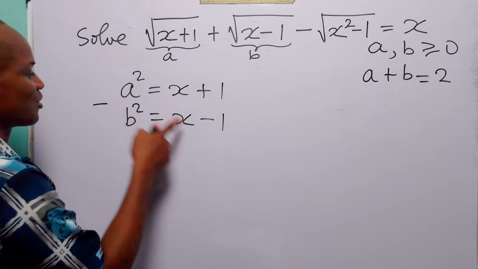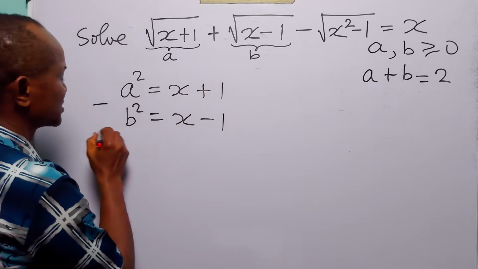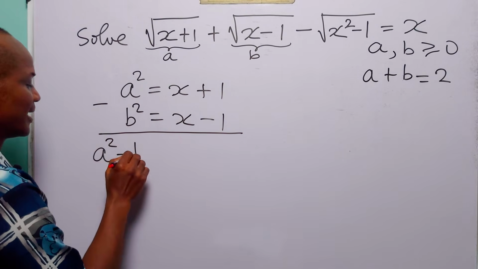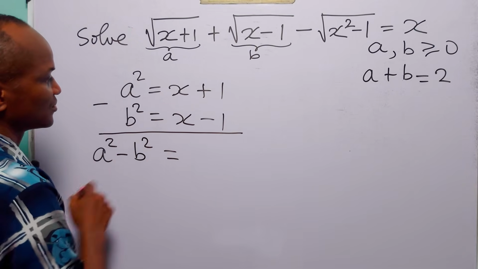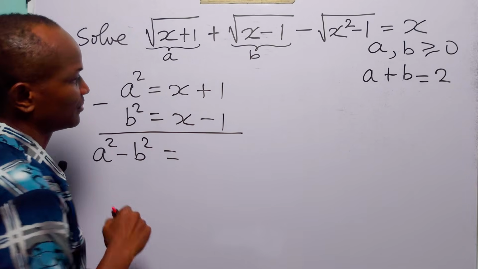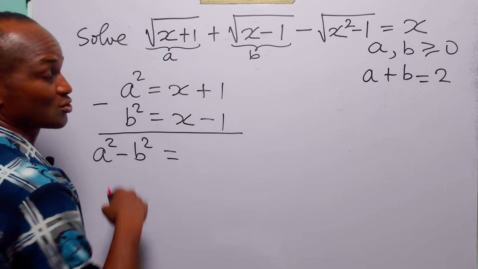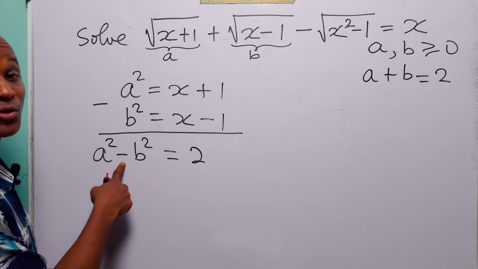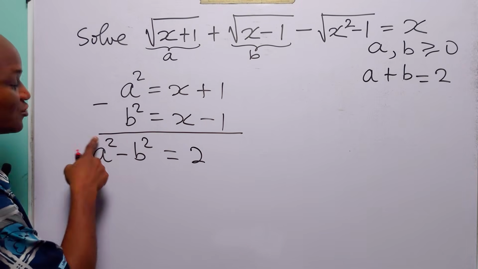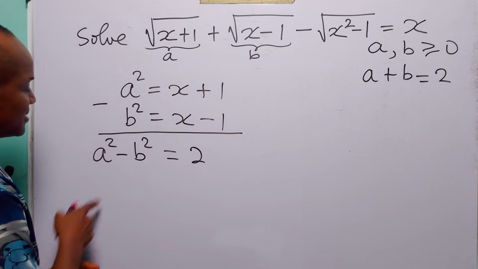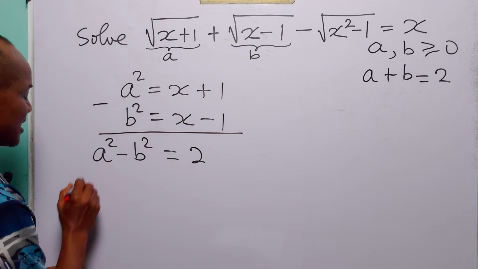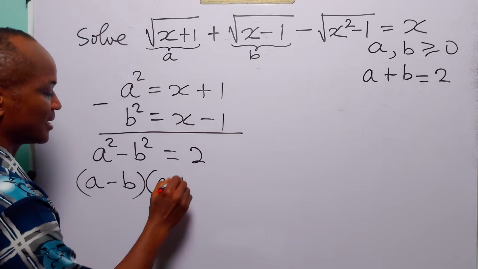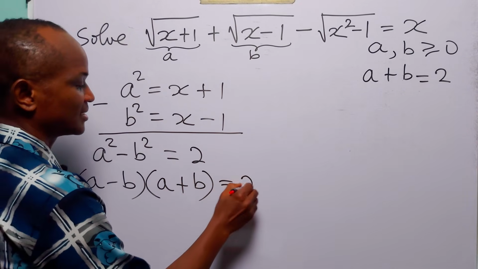Now notice that if we subtract this second equation from the first equation, then we have that a squared minus b squared is equal to x minus x, which is 0, and 1 minus minus 1 is 1 plus 1, which is equal to 2. Now look at the left hand side. We have the difference of two squares, and you know how we factorize this. We can factorize this left hand side as a minus b multiplied by a plus b, and this is still equal to 2.